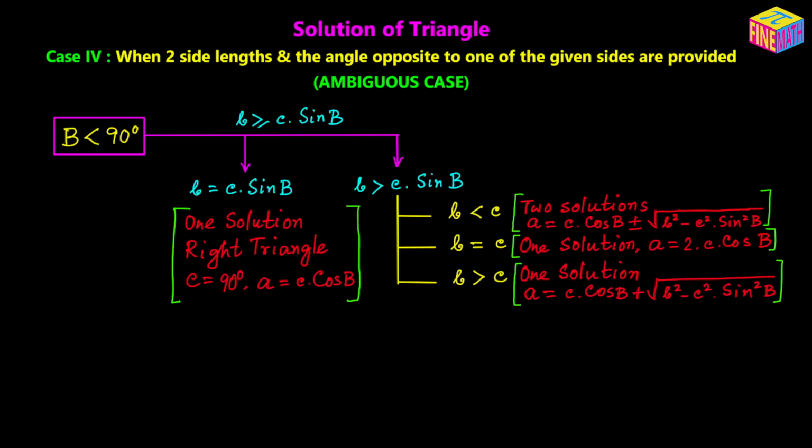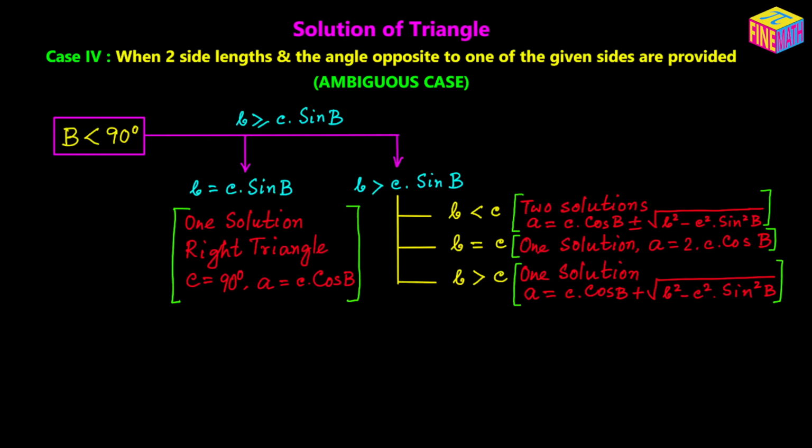And when side length b is greater than side length c, again there is only one solution, and the side length a can be calculated using the formula c times cosine of B plus square root of b squared minus c squared times sine squared of B. So anytime we are given a problem where two side lengths have been provided and an angle opposite to one of the sides, then this is clearly an ambiguous case, and we have to do this case study. First, we have to find out whether B is acute or obtuse or a right angle.